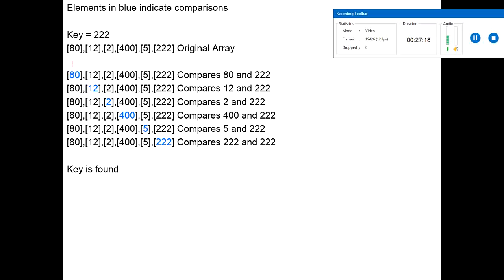First of all, we start from element 0. 80 is compared with 222, it's not the same. Then we increment the I. So 12 is compared with 222, not the same. I is incremented. The third element is compared with the key, not the same. Then I is incremented. 400 is compared with the key, not the same. Then I is incremented. 5 is compared with our key, not the same. And at last 222 and 222, they are equal, and hence the key is found.